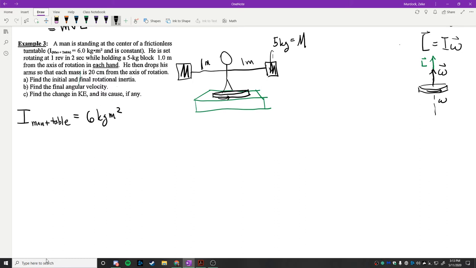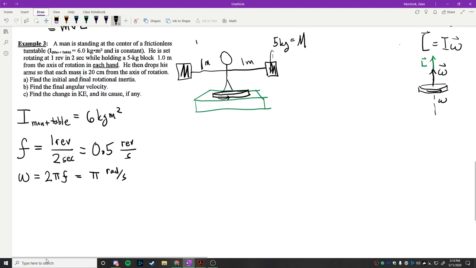So he's set rotating at 1 revolution in 2 seconds. That means his frequency, or rate of rotation, is 1 rev per 2 seconds, which is equal to 0.5 revolutions per second. We can put that in the language of angular speed by doing 2 pi times frequency, and getting that his angular speed is pi radians per second.